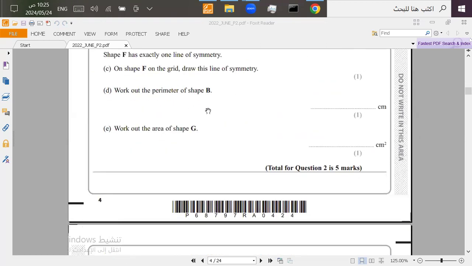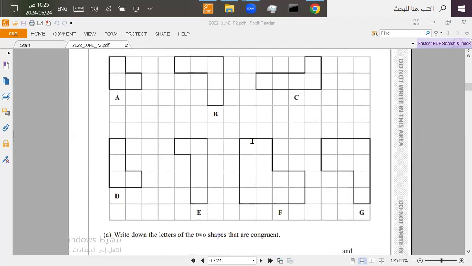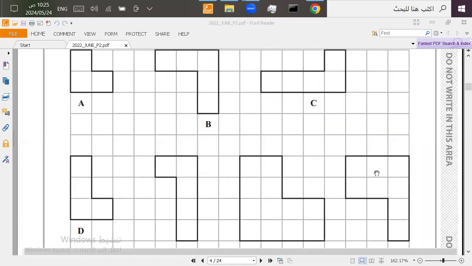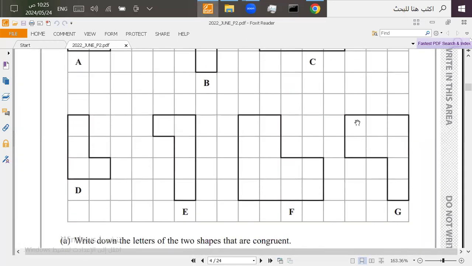We found the perimeter of shape B. Work out the area of shape G. Now let's take a look at shape G here. Yes. Now each box is 1 centimeter by 1 centimeter. It means the area of each one of them, you multiply one by one, is going to be one. So each one is 1 centimeter squared.